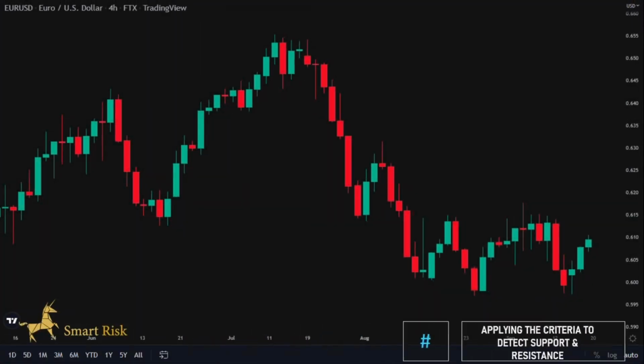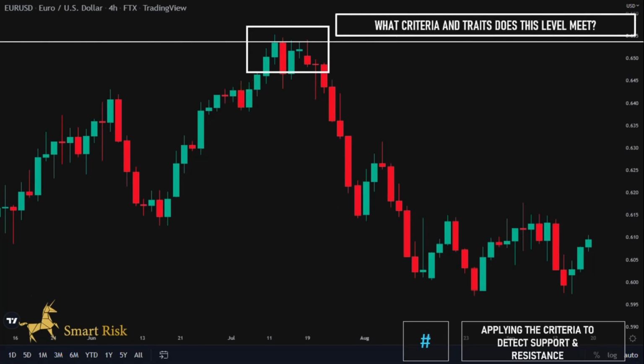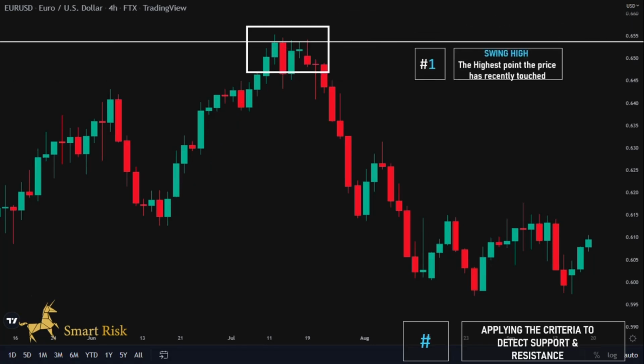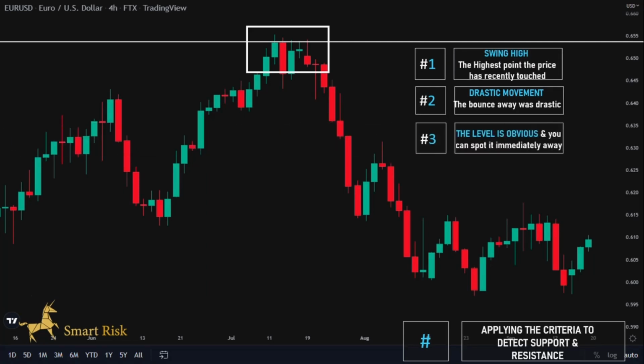Here is the euro-dollar, and again starting from the very top. As you can see, price rose up to this level, hit and reversed, so we draw in. So again, what criteria does this level have that makes it a good level? 1. It is a swing high. 2. Drastic movement, meaning price sharply reversed after it reached this level. 3. The level is obvious.